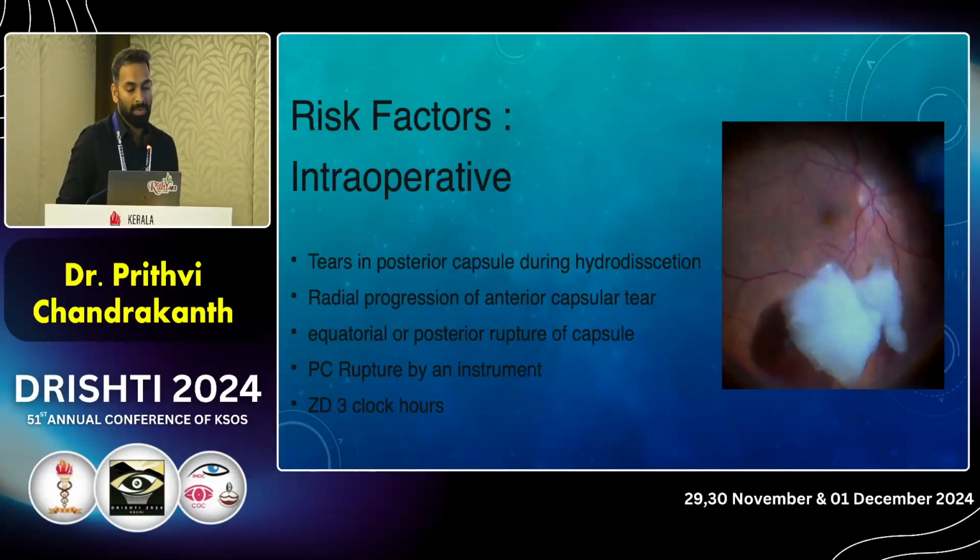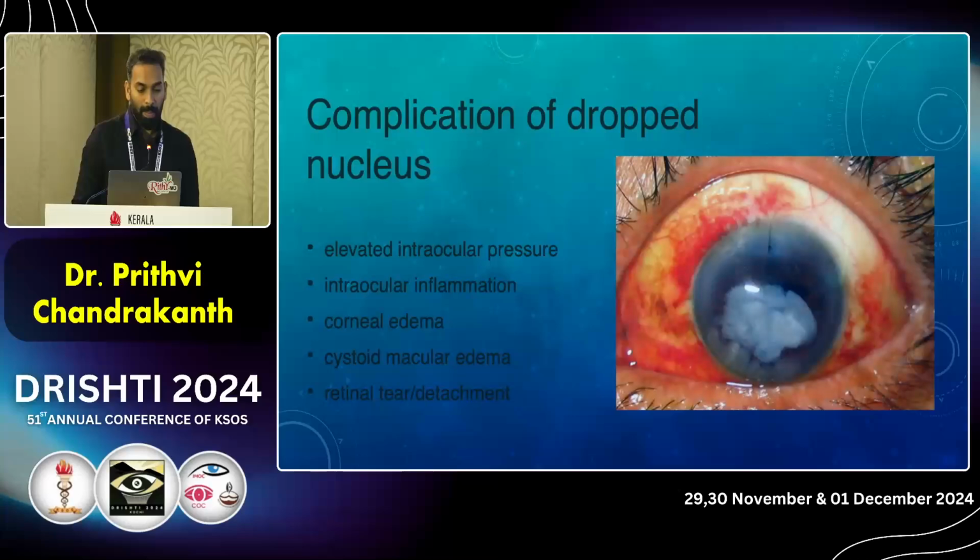What about those risk factors intraoperatively? Those are tears in the posterior capsule during hydrodissection, radial progression of any anterior capsular tears, equatorial or posterior rupture of the capsule, and PC rupture by an instrument. Any zonular dialysis of more than 3 clock hours should be a small warning sign for us to expect nucleus drops.